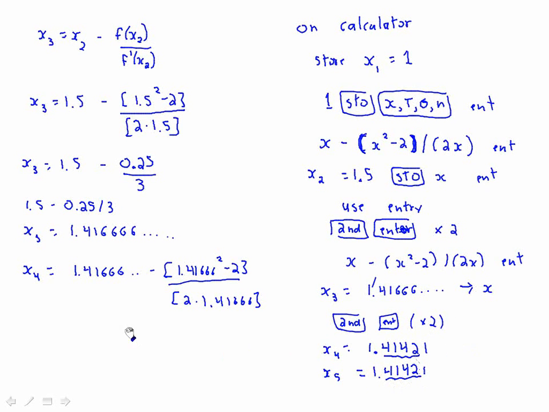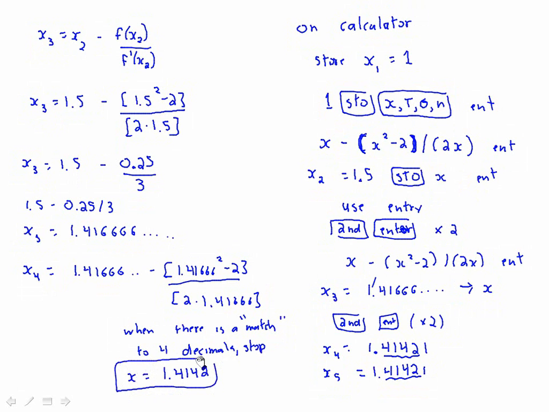So when there is a match to 4 decimals, stop. And we would now say that x is equal to 1.4142, which is a good approximation.